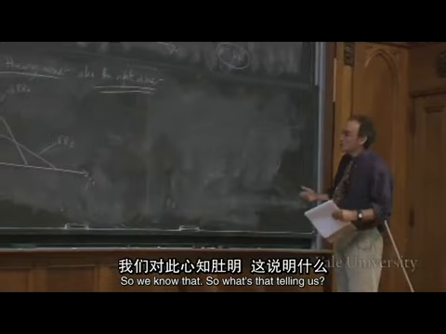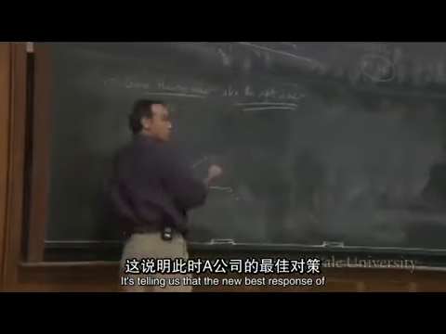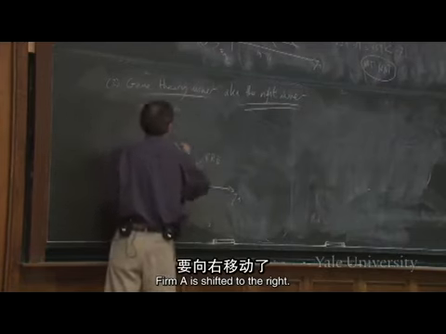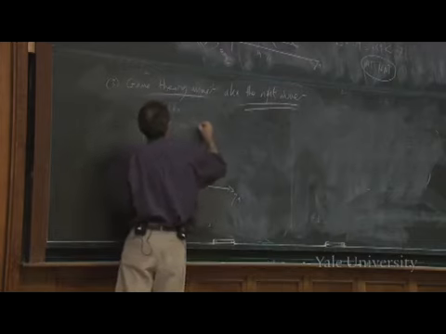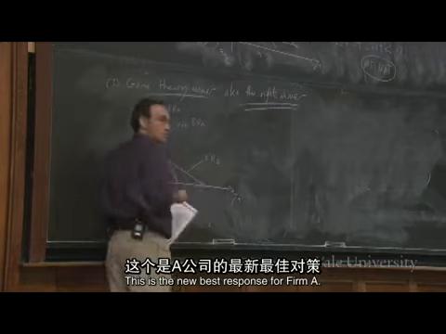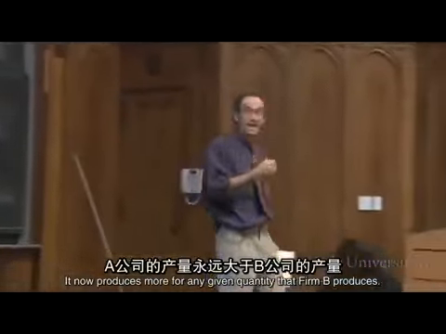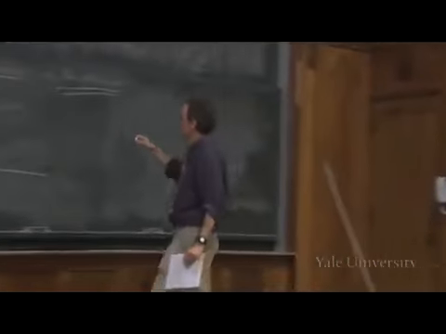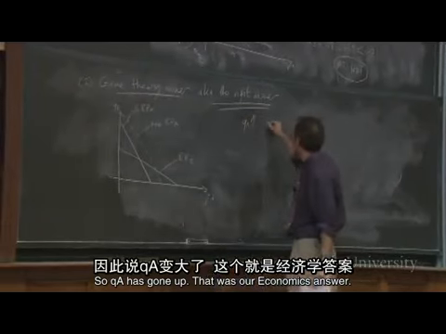All right, so we know that. So what's that telling us? It's telling us that the new best response of firm A is shifted to the right. This is the new best response of firm A. It shifts to the right. It now produces more for any given quantity that firm B produces. All right? So QA has gone up. That was our economics answer.